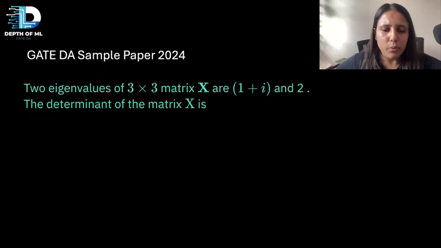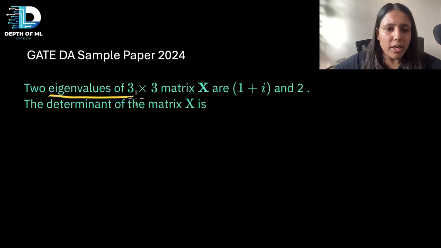Now let's do one more question from the same sample paper. They have given us that two eigenvalues of a 3 cross 3 matrix are i plus 1 and 2. Now we have to find the determinant of the matrix X.